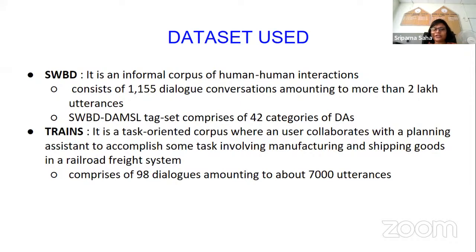But Trains is a task-oriented corpus where one customer has a particular task in mind, and the other is trying to solve that task. A user collaborates with a planning assistant to accomplish some task involving manufacturing and shipping goods in a railroad freight system. There is a planning assistant and a user, conversing with each other to solve a particular task. There are 98 dialogues amounting to about 7,000 utterances, which is smaller compared to SWBD.